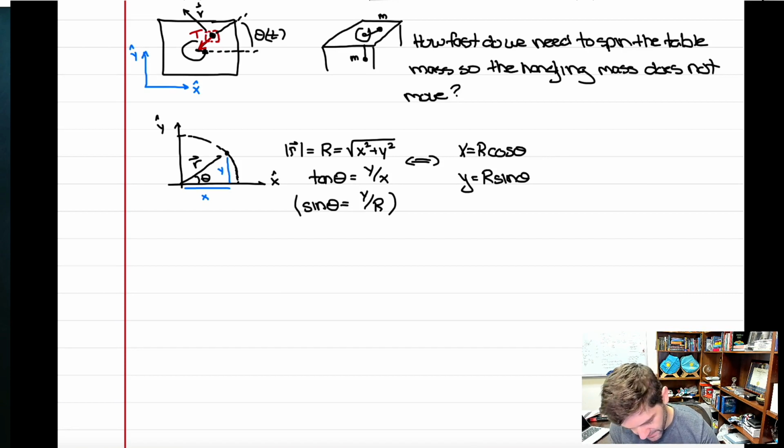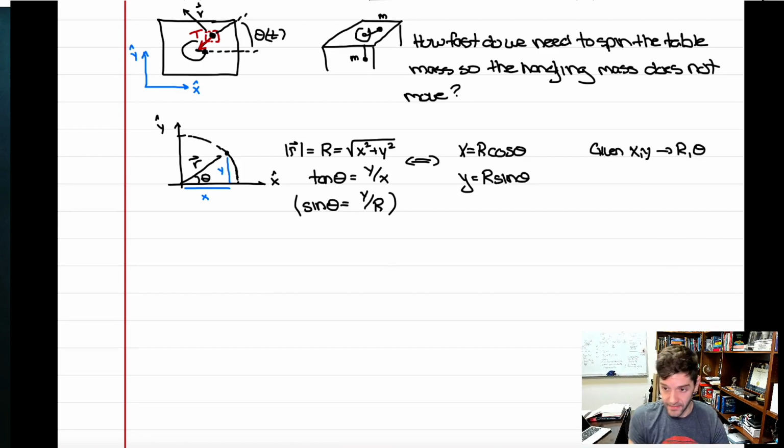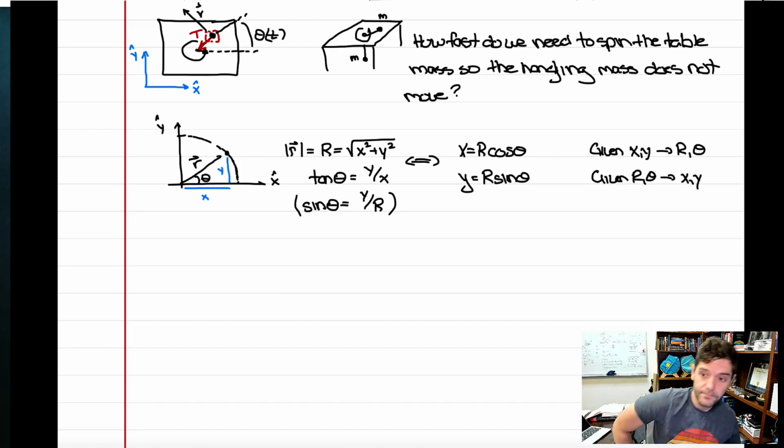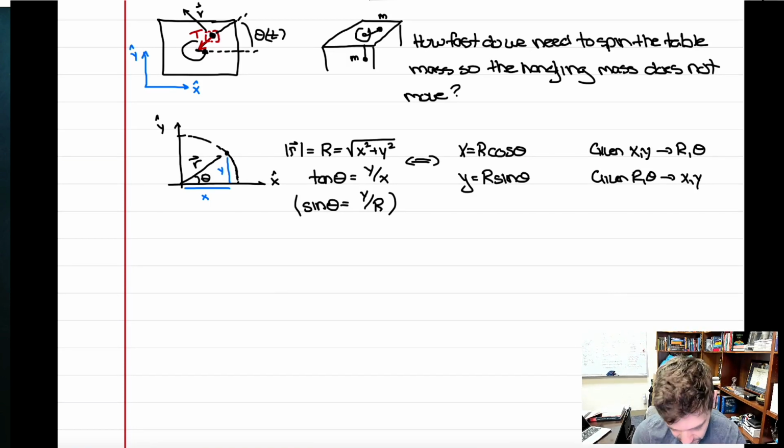The idea is that given x, y, I can do the Pythagorean theorem to get r, and I can do an arctangent to get theta. Given r and theta, I can then calculate x and y by the trig function expressions. So this gives me two ways of describing the same location, one in terms of x and y, one in terms of r and theta.